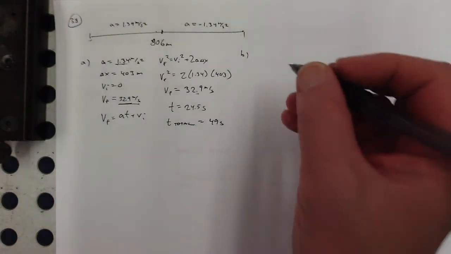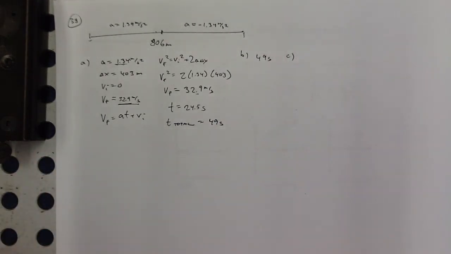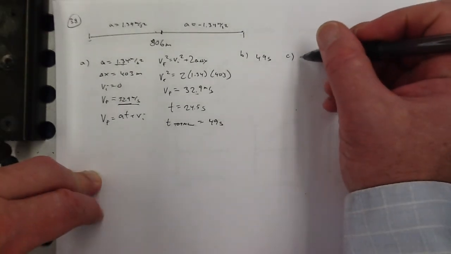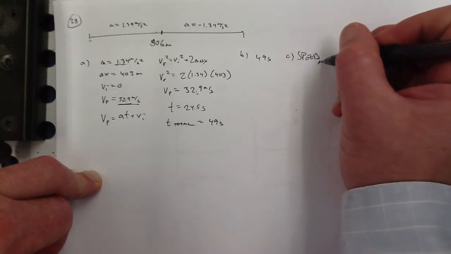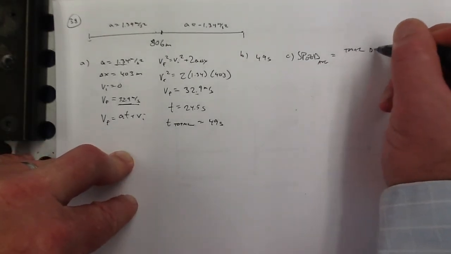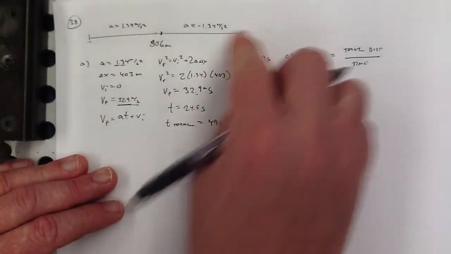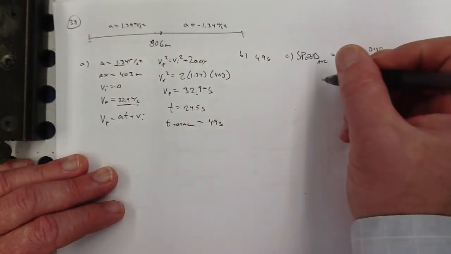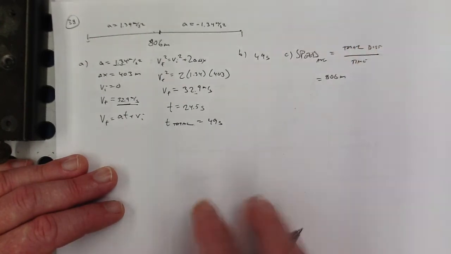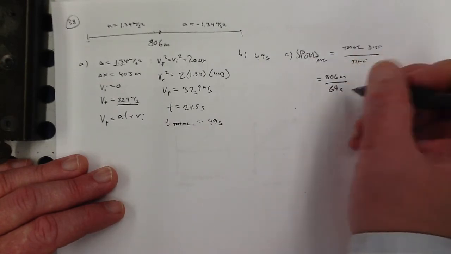And part C is, if a subway train stops for 20 seconds at each station, what's the maximum average speed of the train? So average speed is just the total distance divided by the total time. This thing doesn't turn around, so the total distance is still only going in one direction, and that total distance is 806 meters. That has not changed. But the time now, it's the total time plus the 20 seconds that it stops there before it takes off again.